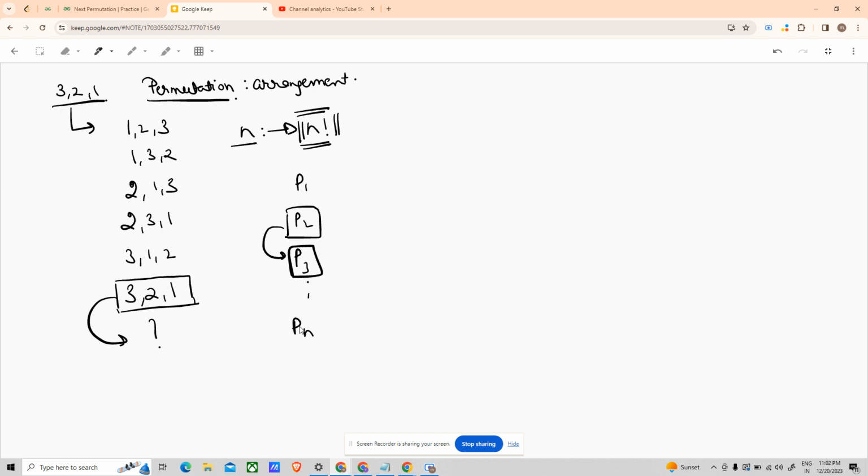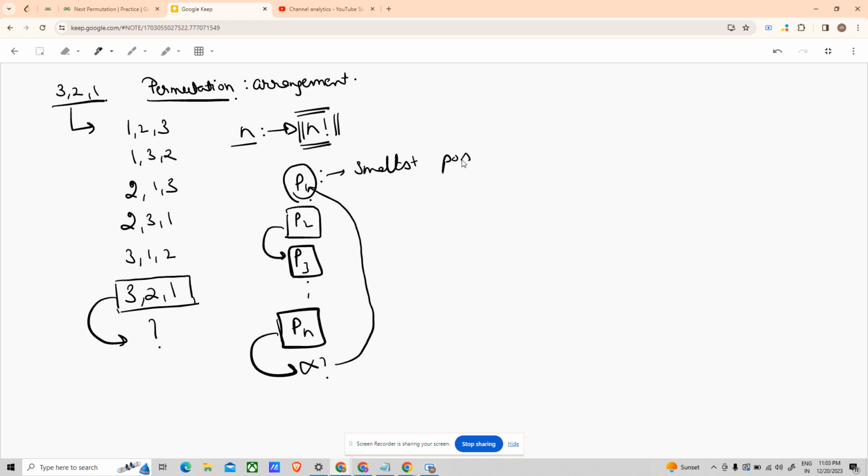But what if we have been given pn? After that, nothing is present. Where should we go? In that case, we have to return p1. And what is p1? p1 is the smallest possible arrangement of the elements in the array.